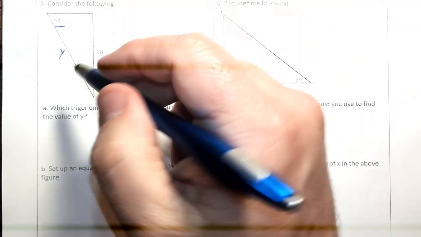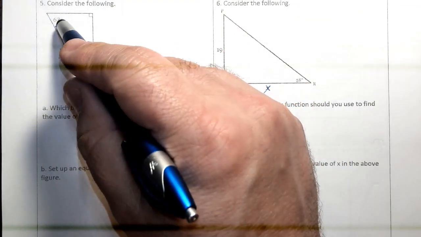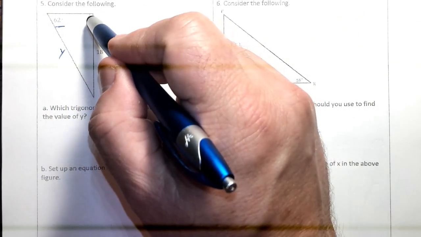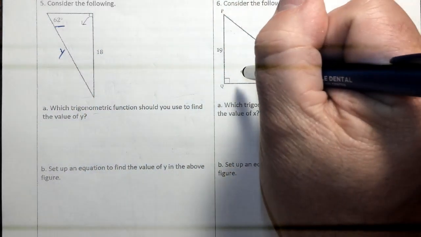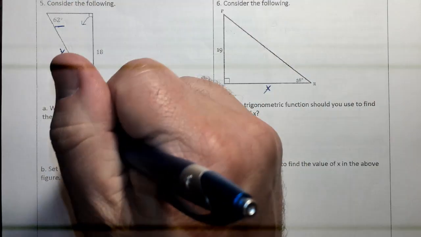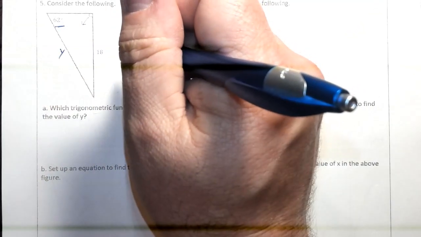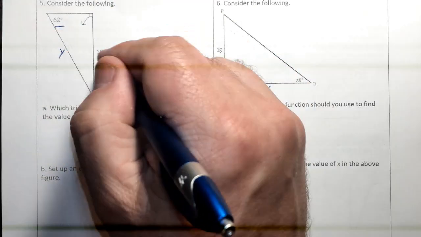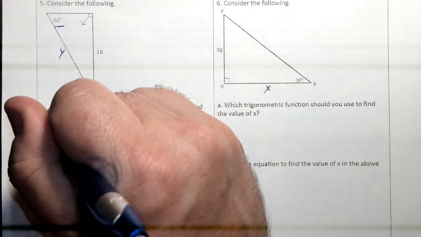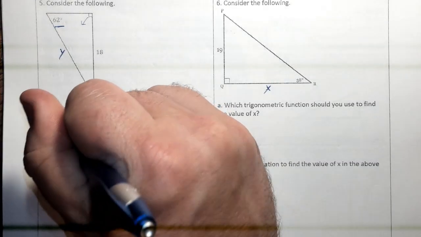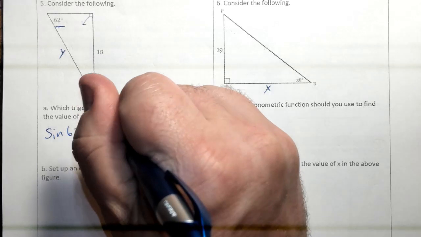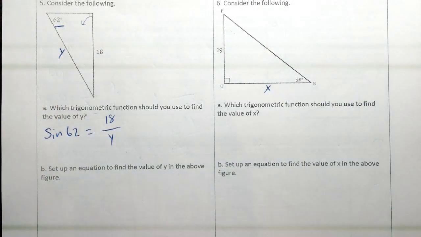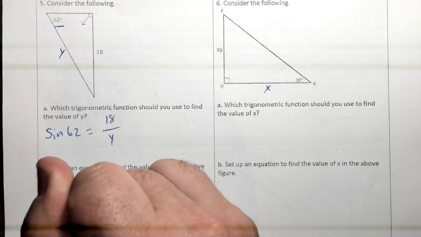So we have this angle because it has the measurement that we can use to find a side. Notice y is on the hypotenuse. X is not over here. All right, so the opposite, so 62 is on the left, 18 is on the right. So it's opposite over hypotenuse, so that's going to be sine. So sine 62 is going to equal 18 over, or opposite over hypotenuse, or 18 over y. Set up an equation, well, it's the same thing.